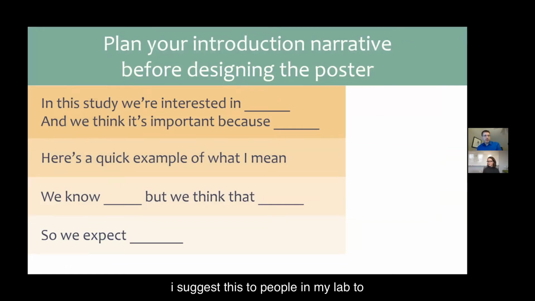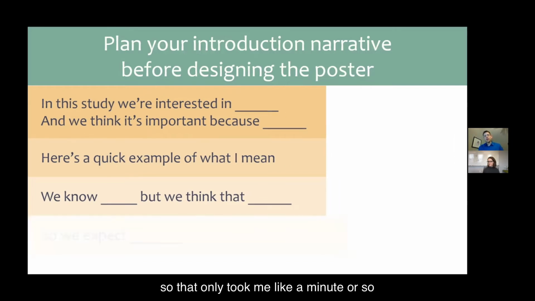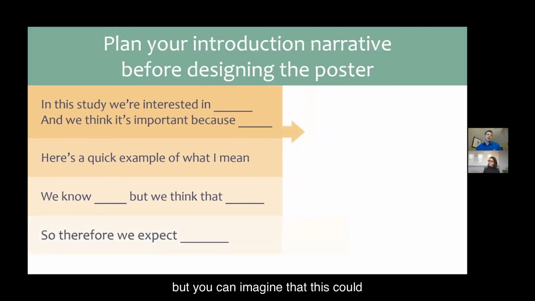I suggest this to people in my lab: always begin with a sequence of sentences like this. In this study, we're interested in this. We think it's important because of that. Here's a quick example of what I mean, just to make sure you understand. And here's what we know. But then there's this other factor. Therefore, we have to do this study, or therefore we expect this result. That only took me about a minute, but you can imagine that this could really set the stage clearly for someone.